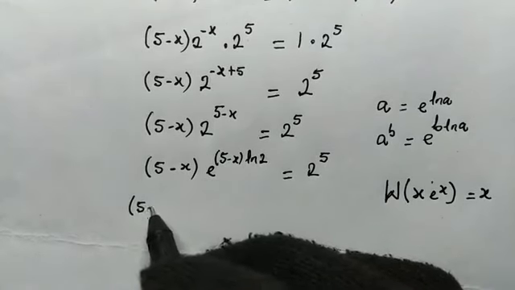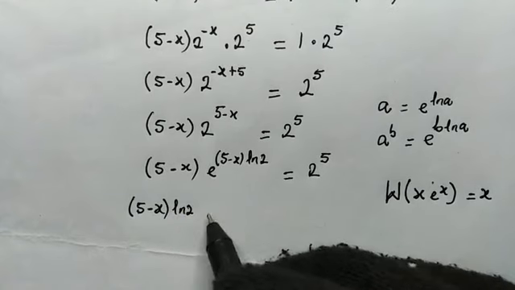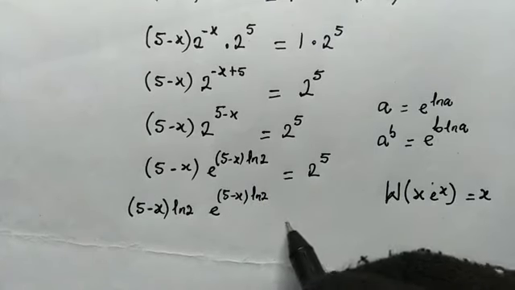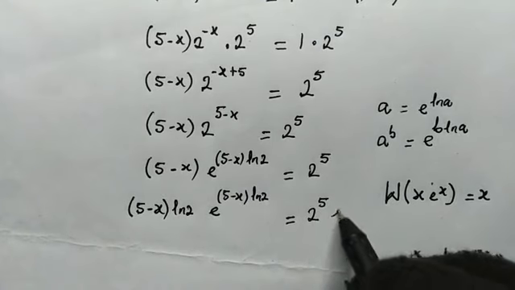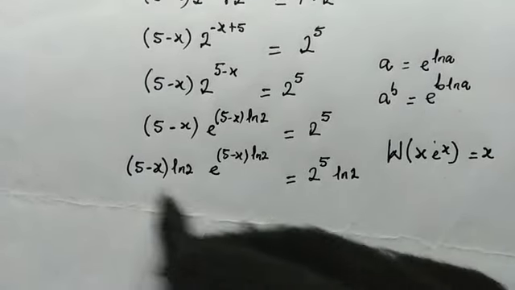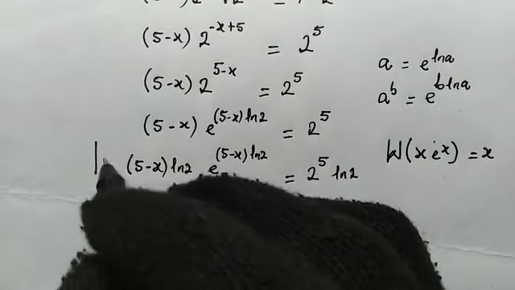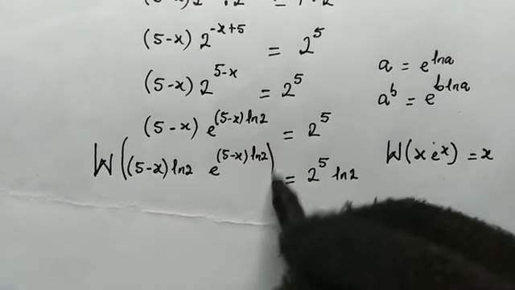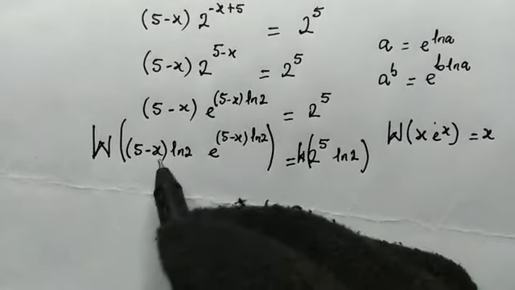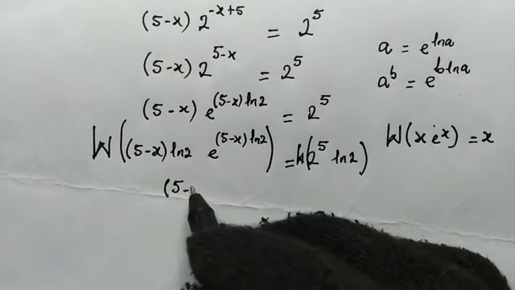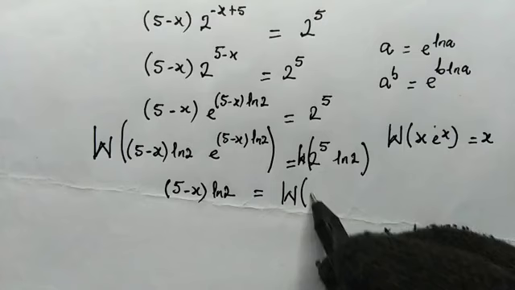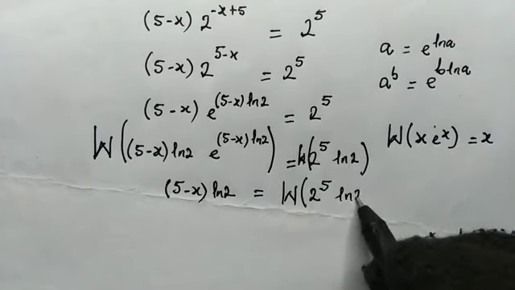So we have here 5 minus x multiplied by the ln of 2 times e raised to 5 minus x multiplied by the ln of 2. This will be equal to 2 to the power of 5 multiplied by the ln of 2. So we can see we have the same power and coefficient. So let's take the Lambert W function on both sides, and equally take that at this right hand side. With this property here, this will simplify to 5 minus x multiplied by the ln of 2. This will be equal to the W of 2 to the power of 5 times the ln of 2.